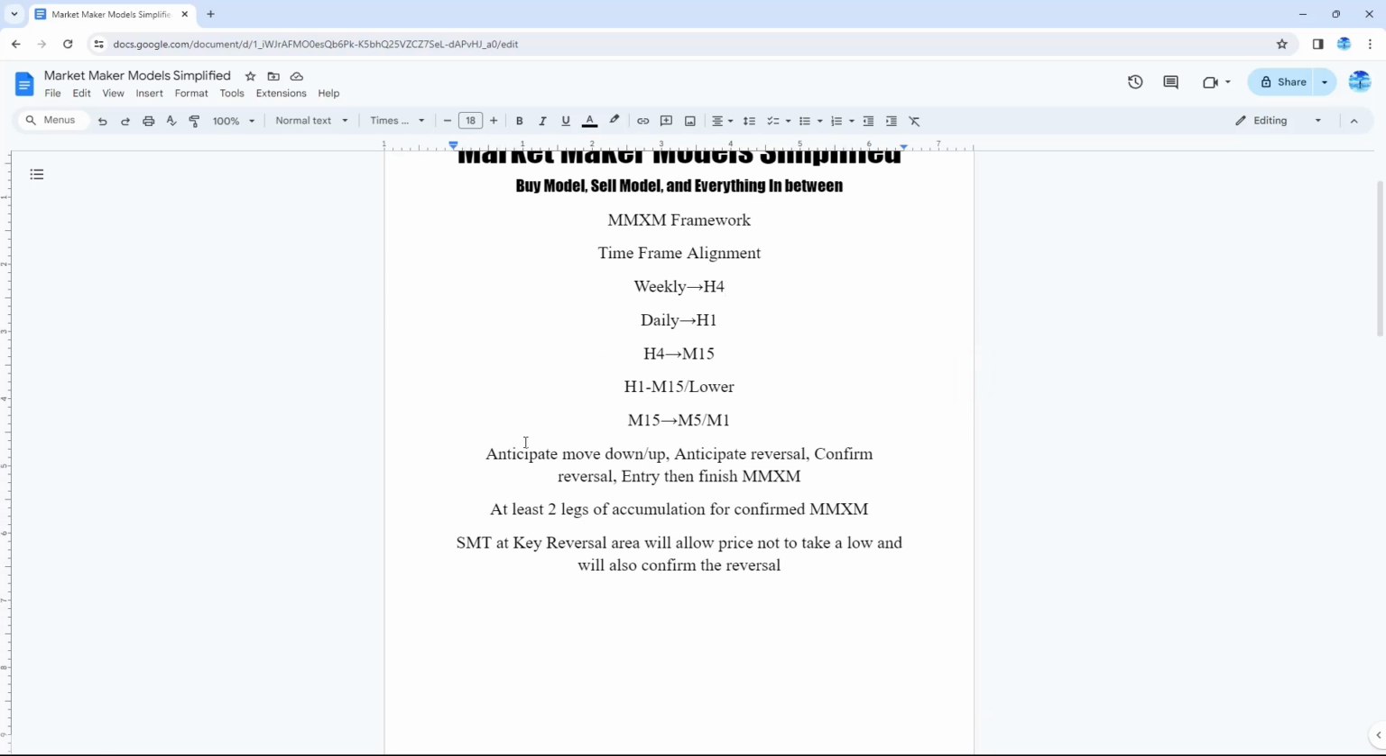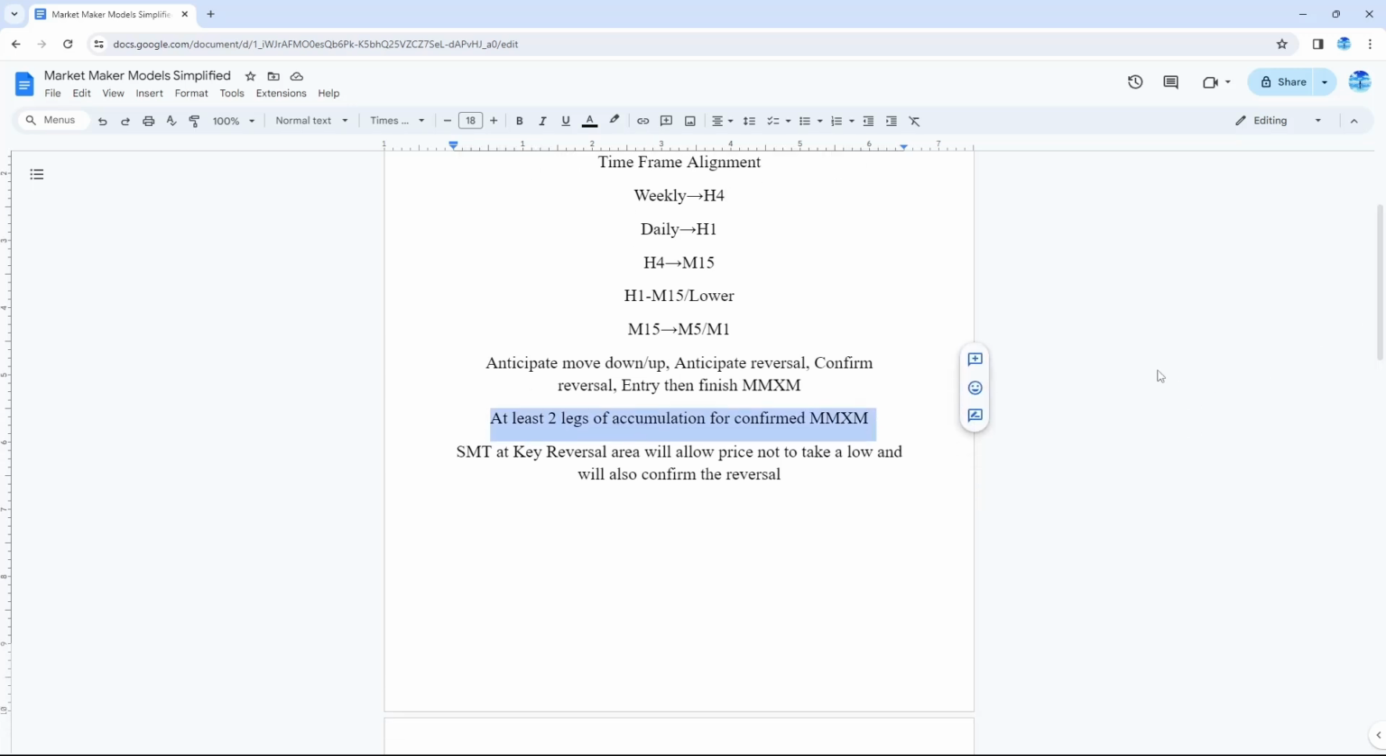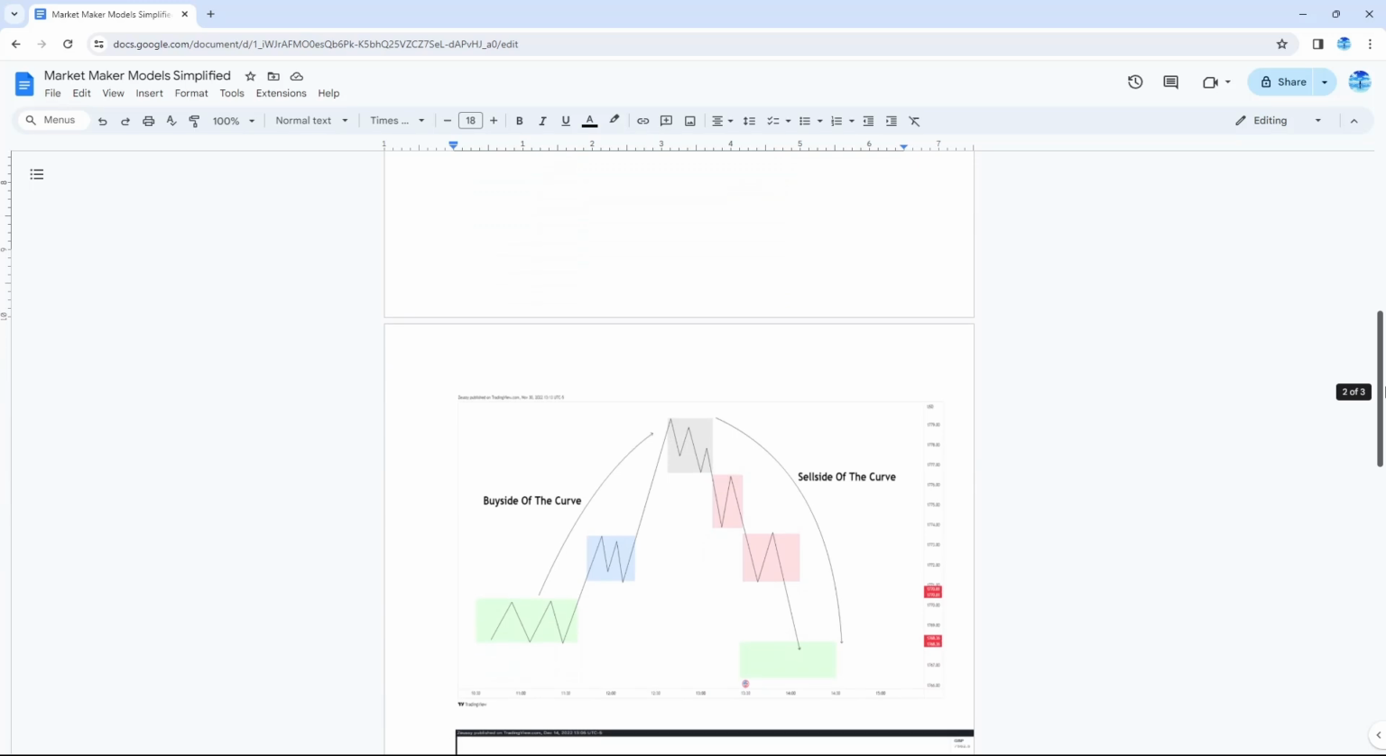We saw how we could anticipate the moves down then up to anticipate a reversal, then confirm the reversal. I didn't really go over entries, but I showed where our highs and lows were protected after we created them, right? And then when we would finish the market maker model, we showed all the accumulation legs of our confirmed market maker models and where and how to look for them, right? We showed where SMTs needed to occur for it to be a key area for a reversal. You see, I wasn't saying SMT at this high, SMT at this low, right? We were looking for SMT into our key high time frame PD arrays, right?